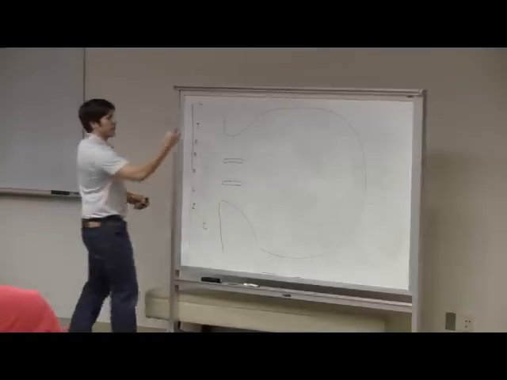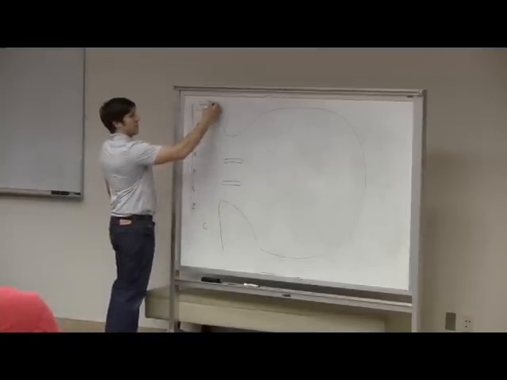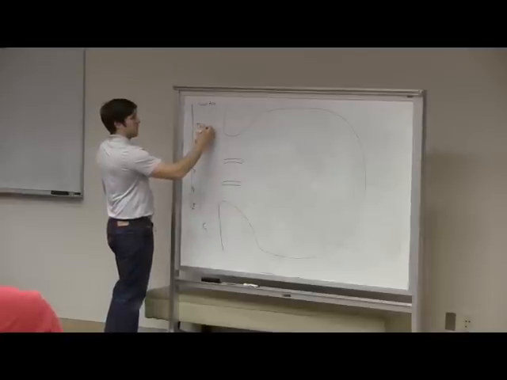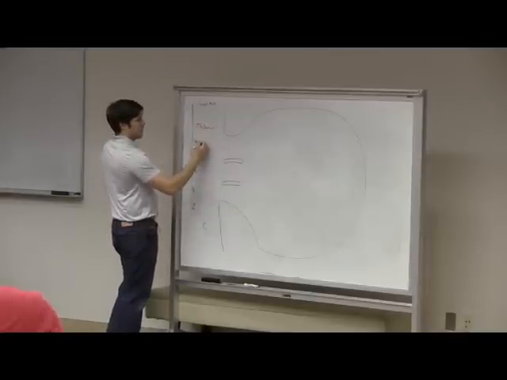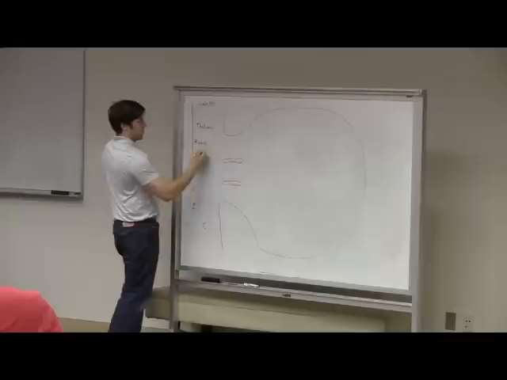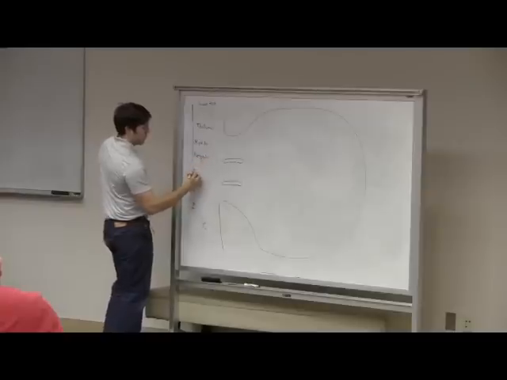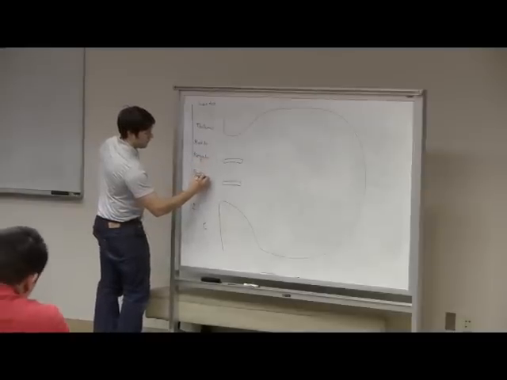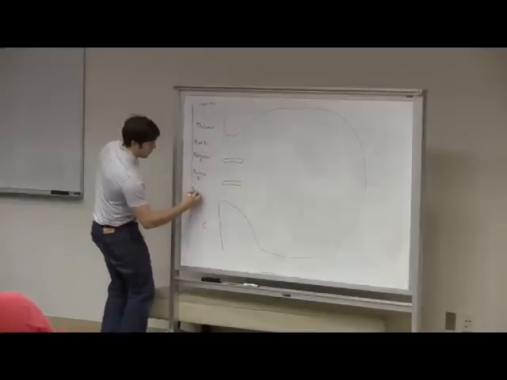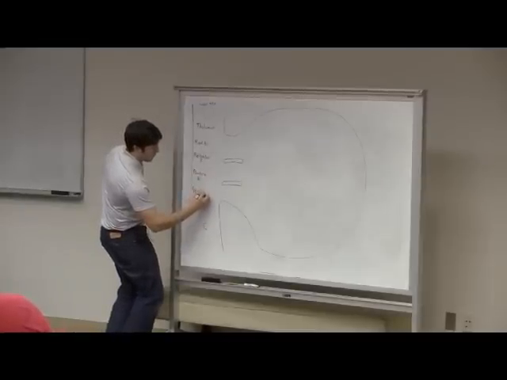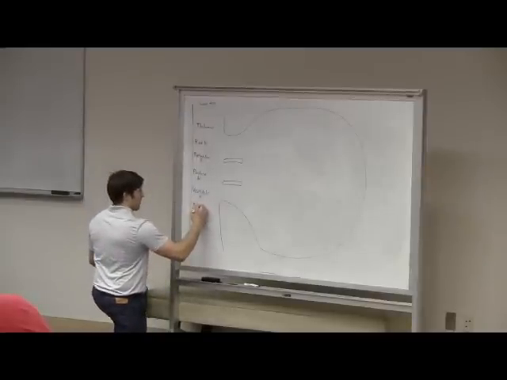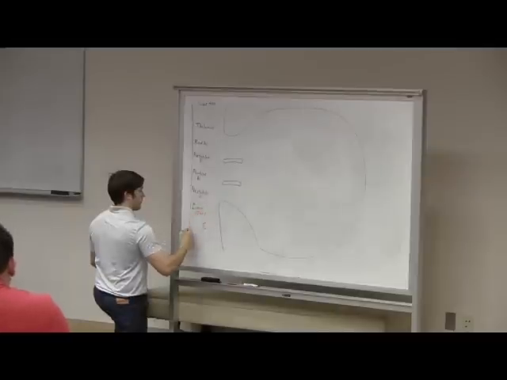But as we write these out, this is going to be cortex, thalamus, red nucleus, reticular formation, pontine nuclei, vestibular nuclei, inferior olivary nuclei, and this is the cord.